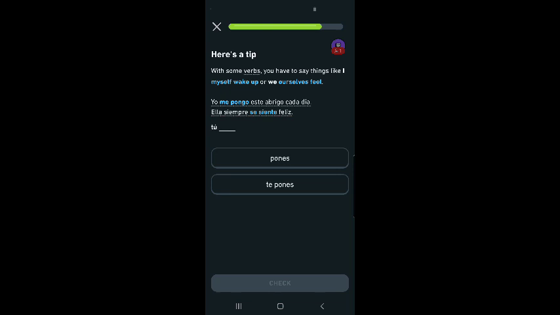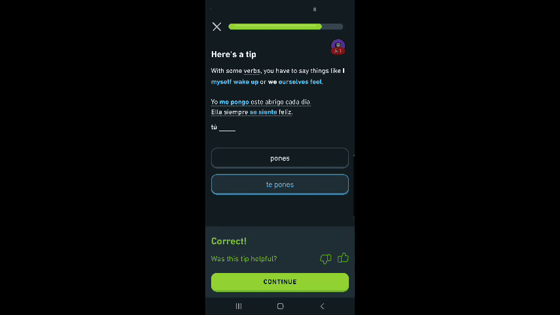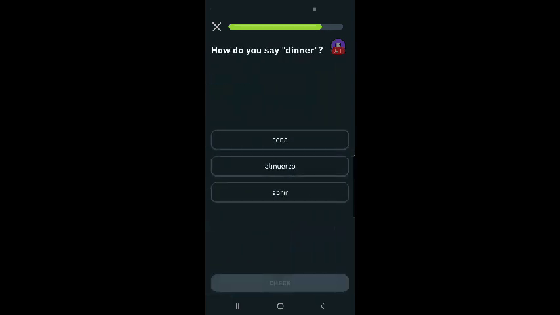Okay, here's some verbs. With some verbs, here's a tip. You have to say things like I myself wake up or we ourselves feel. Yo me pongo este abrigo cada día. Ella siempre se siente feliz. Tú te pones. I guess so. Yo me amo.